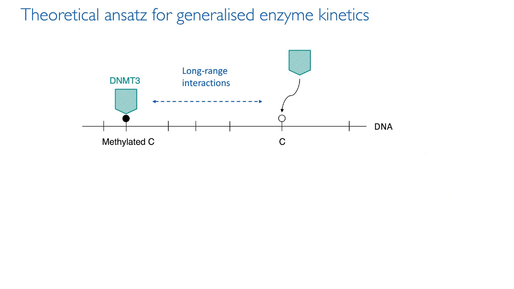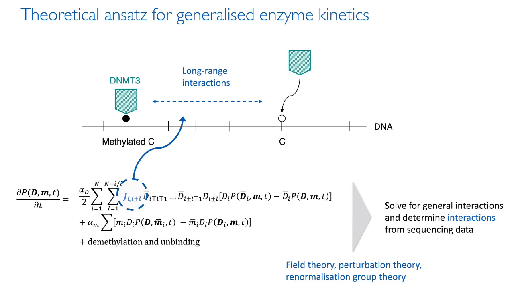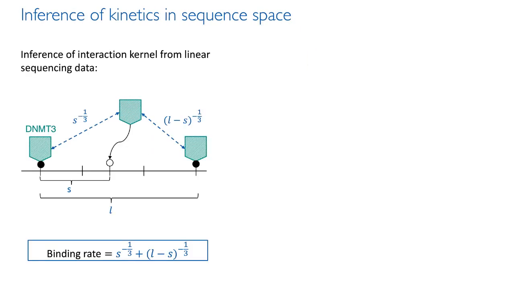Now, the stochastic time evolution of such kinetics is described by so-called master equations. By solving such equations for general interactions between enzymes, we are able to reversely infer the shape of such interactions from linear sequencing data. This is, of course, a complicated procedure, so I just present you the result of this procedure for our experiment. What we found is that the binding rate of DNMT3 enzymes decreases with the power of 1/3 with the distance to bound sites.